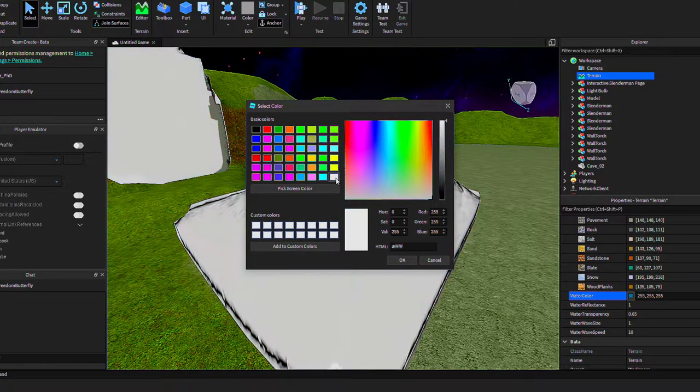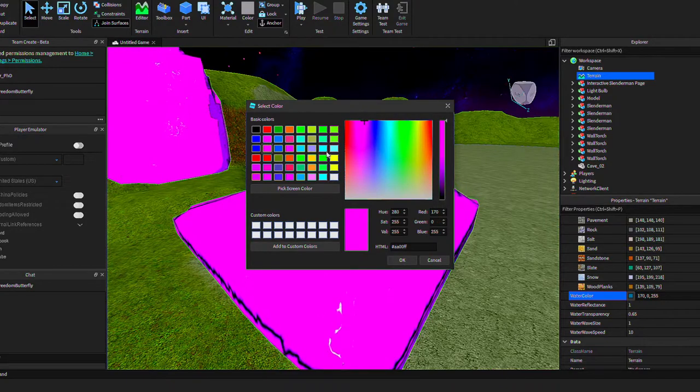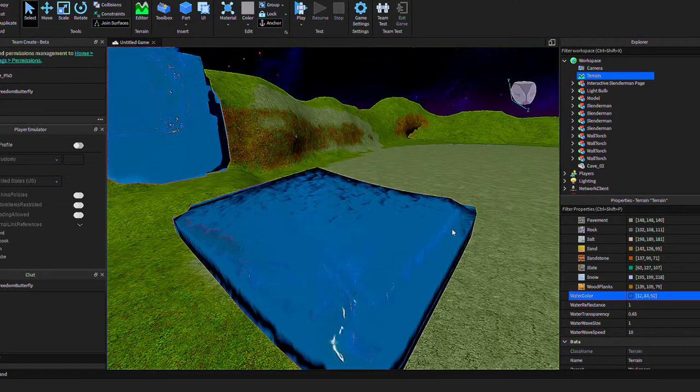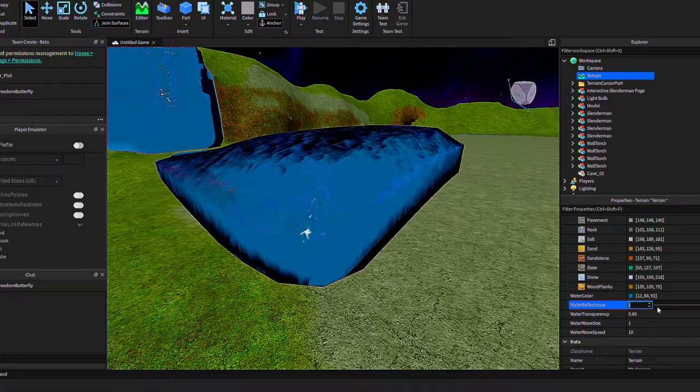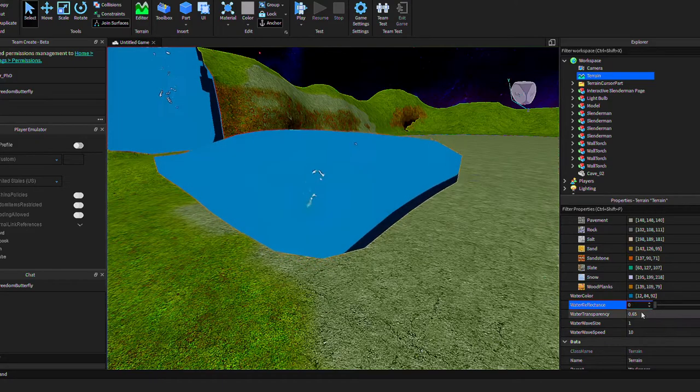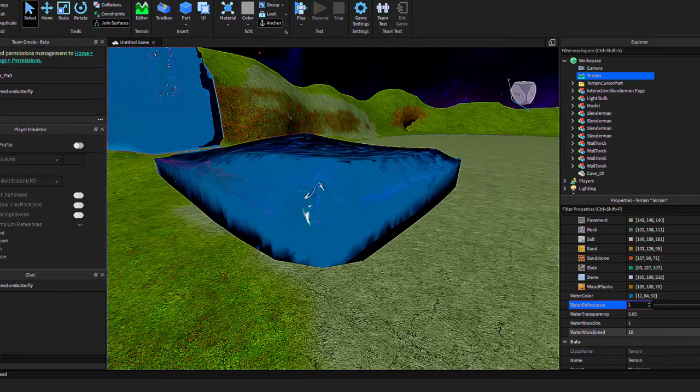I don't know, of course, I'm terrible at that. It's my second or third day or whatever. But if we do something bad, we can always control Z. There is water reflectance to see how reflective the water is gonna be or opaque. Take a look at that.